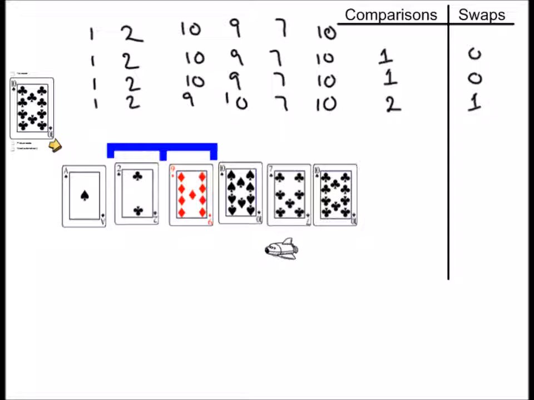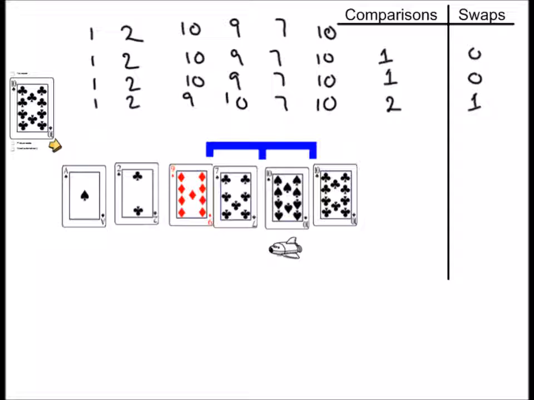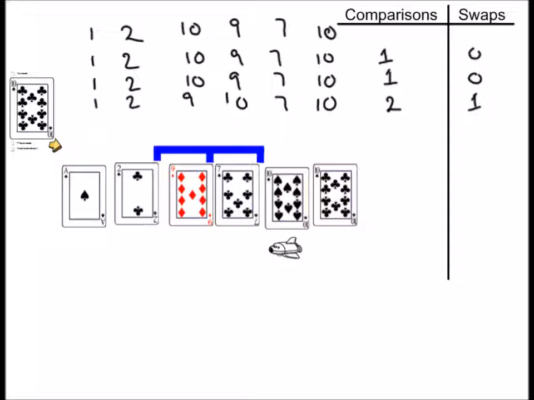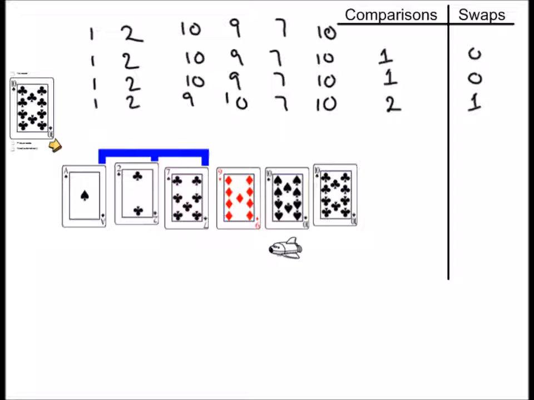Okay, now I can move my shuttle a little bit further out. I'm going to compare my 7 and my 10. Well, 7's less than 10, so I am going to swap them. That's 1 comparison, 1 swap. Now I'm going to compare my 9 and my 7. I'm going to swap them. That's 2 comparisons and 2 swaps. Now I'm going to compare my 2 and my 7, and I'm not going to swap them. So I'm going to get, at the end of my pass, 1, 2, 7, 9, 10, 10. So that was 3 comparisons and 2 swaps.